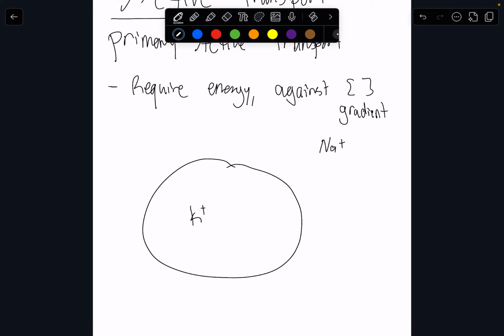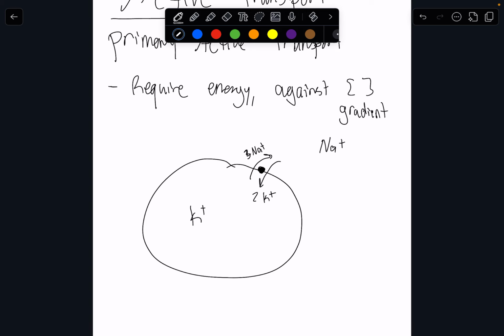Perfect. So we have our pump right here. Let's just draw it right here. So with our sodium-potassium pump, it puts out 3 sodium ions and then brings in 2 potassium ions. And so for these, there's already a lot of potassium in here.